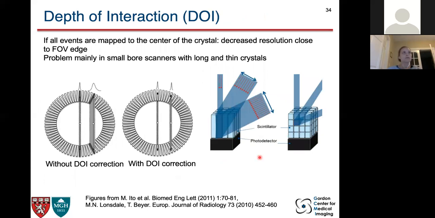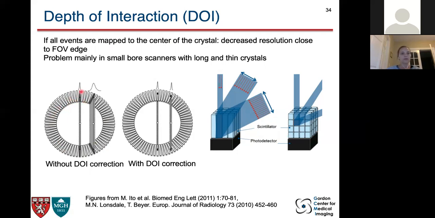So one thing that's also important that we didn't talk about in SPECT, it can be a problem also in SPECT, I will come back to that later, but it is definitely a problem in PET, is the depth of interaction, or DOI. So if we have a ring containing a lot of thin, small detector elements, this type of detector will only give us information about in which detector element the event took place.